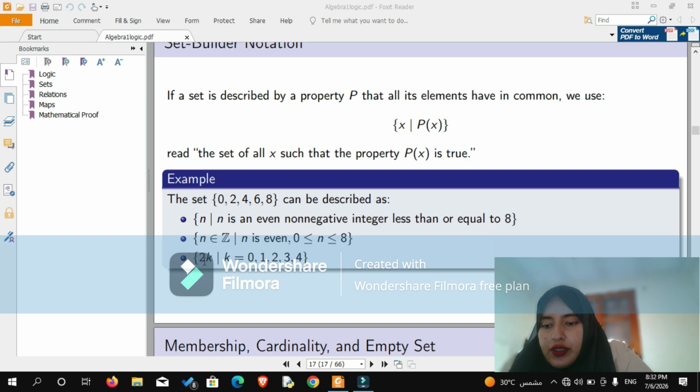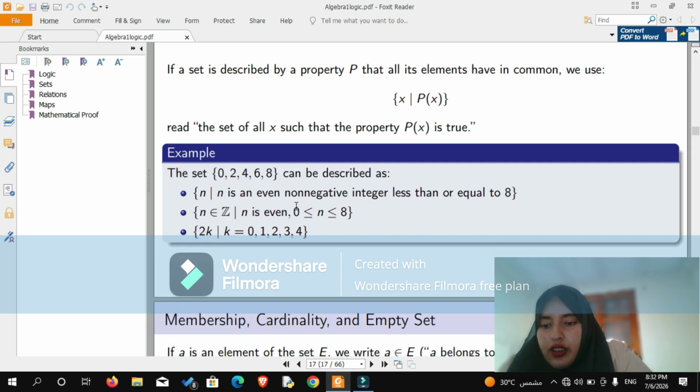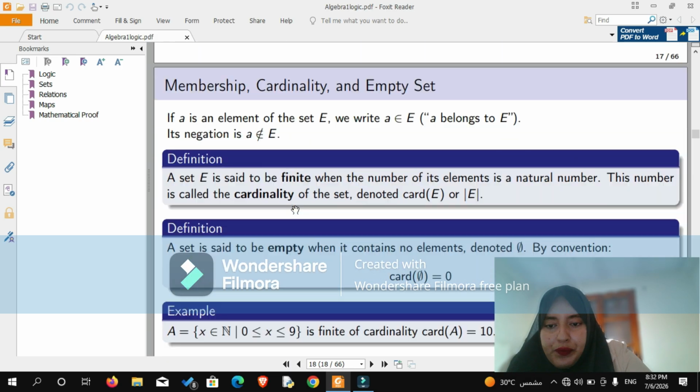Another way to describe it is 2k such that k takes the values 0, 1, 2, 3, 4. These are all descriptions of the same set. This set equals this set, and this set equals this set. They are all equal, they are all the same set. We just list it differently, and that doesn't change the set.